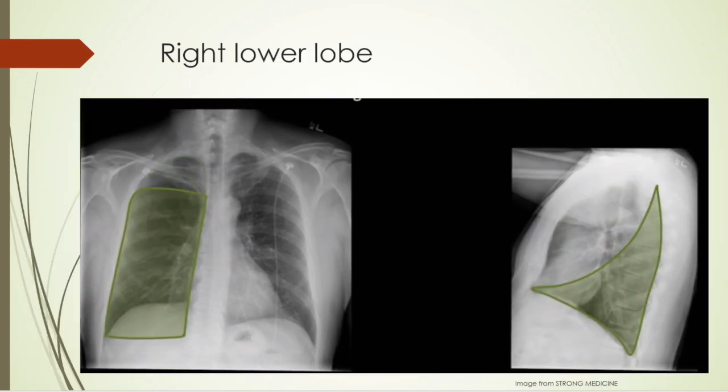And here is the right lower lobe. And these don't lie adjacent to each other, they're overlapping. So although it looks like it fills up the whole side of the chest, you have other parts of the lung overlapping this lobe. You can see on the PA on the left and the lateral on the right.